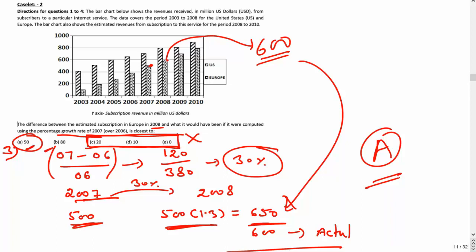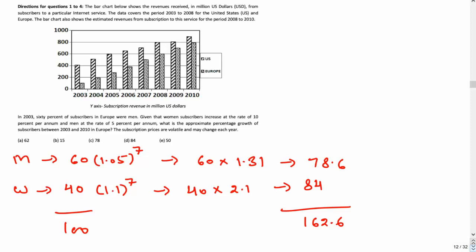I hope it is clear to you. Let's look at the next question, the last one. I want to teach you something over here as well, but before we do that, let's read this last question. They're saying 60% of subscribers in Europe were men. Women subscribers increase at the rate of 10% per annum, and men subscribers are increasing at the rate of 5% per annum. So they're asking what is the approximate percentage growth of subscribers.